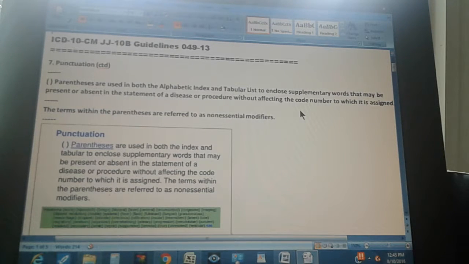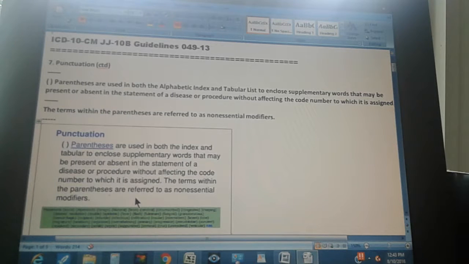And this is just another way of putting it, where it says punctuation. Parentheses are used in both index and tabular to enclose supplementary words that may be present or absent in the statement of a disease or procedure without affecting the code number to which it is assigned. The terms within the parentheses are referred to as non-essential modifiers. They modify the name a little bit, but in a non-essential way, so the code remains the same.